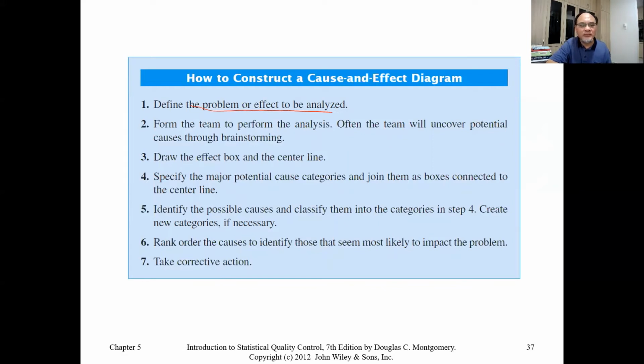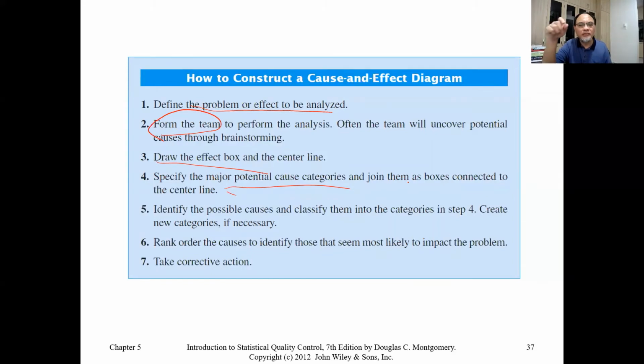Or even the teaching method. Teaching a language in your own mother tongue is probably one of the best ways of destroying the ability to learn the language. You do not teach a foreign language in your own mother tongue. You should teach a foreign language in the foreign language. So you can use this cause and effect diagram tremendously. Form the team. You draw the effect box.